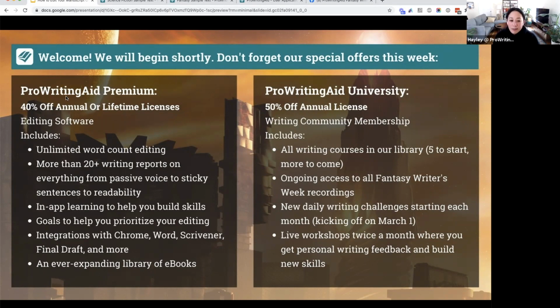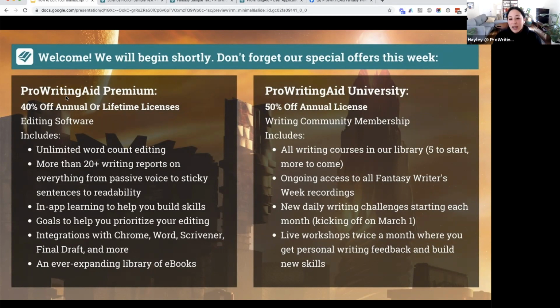With ProWritingAid Premium, you also get access to all of our integrations. So Chrome, Word, Scrivener, Final Draft, Safari, Firefox, all of those are included with your ProWritingAid subscription, and you can use them all. You can use every one of those versions with your subscription. So you can have ProWritingAid in your desktop app, you can have the web editor, and you can have Chrome. That's all included in one subscription.